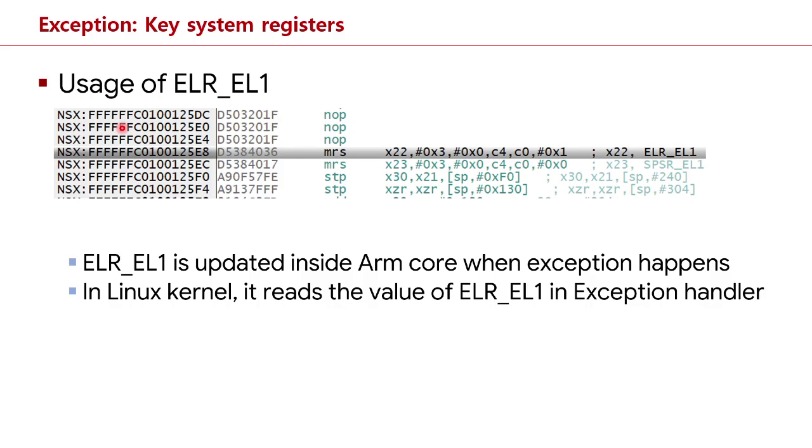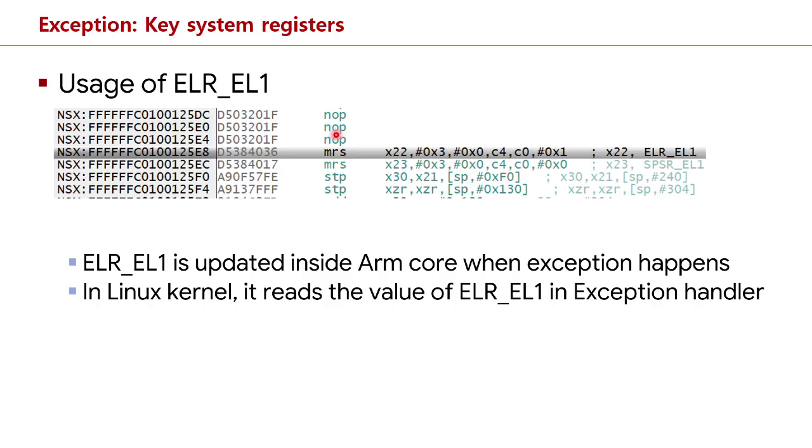Now that we understand the ELR system register, let's look at this sample assembly instruction to read the value of the ELR_EL1 register. As you can see, this is the MRS assembly instruction. As you know, if you run this assembly instruction, the value of this register, ELR_EL1 register, is written to any of the general purpose registers. So in this situation, X22 is the destination register for this assembly instruction.